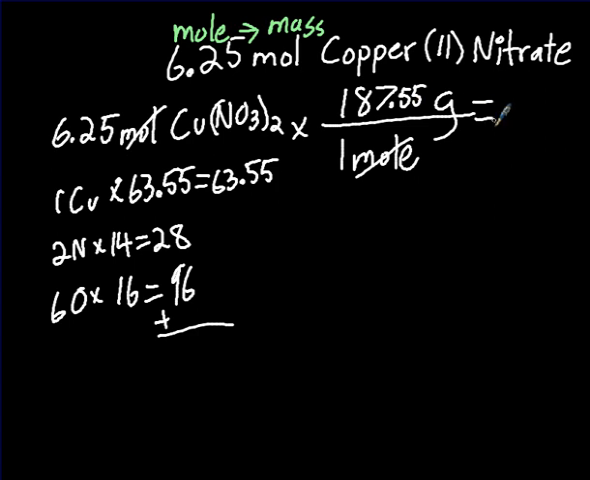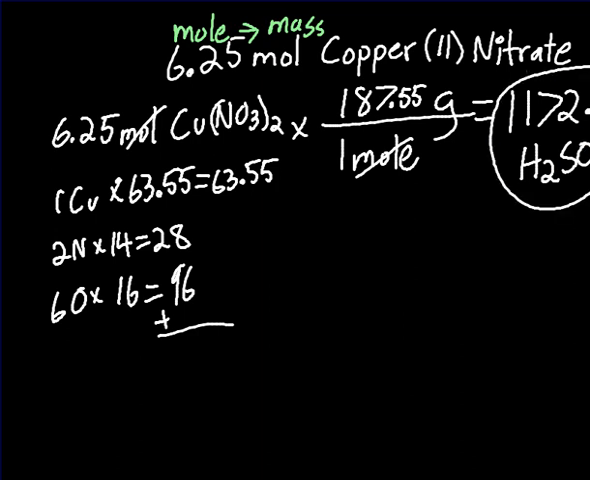So multiply that times our 6.25, and you get 1,172.19 grams of Cu(NO3)2. There's your answer. That makes sense because usually when you're dealing with molar amounts, they're small. This is a large molar amount, a big molar amount. So this makes sense. This is logical. And that's it.